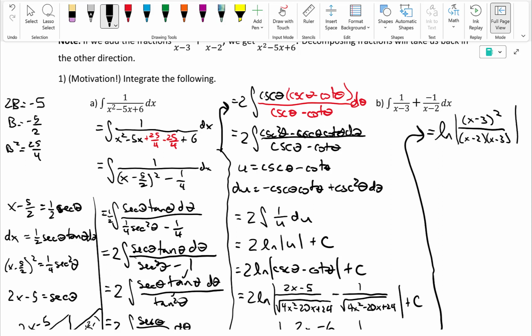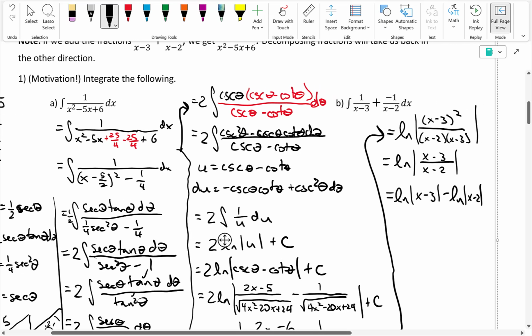Right, the squaring will square that x minus 3, factor those in the numerator, and get rid of the square root in the denominator. And then simplifying, natural log of one of those x minus 3's can go away, so x minus 3 over x minus 2. And using our natural log properties, we can expand it to natural log of x minus 3 minus natural log of x minus 2. And, oh god, I forgot my plus c on those ones, so plus c, plus c, plus c.